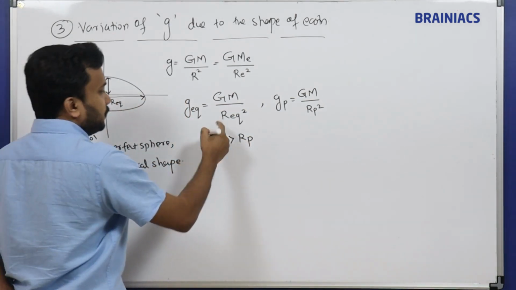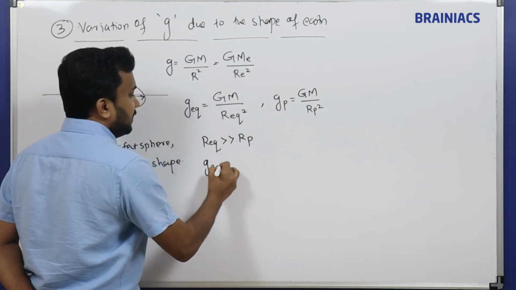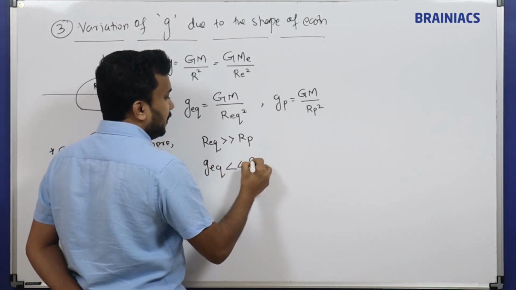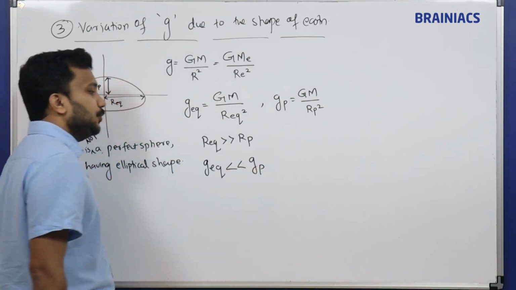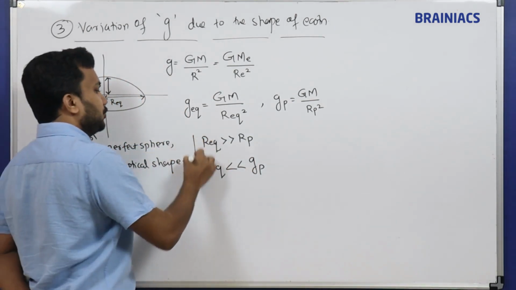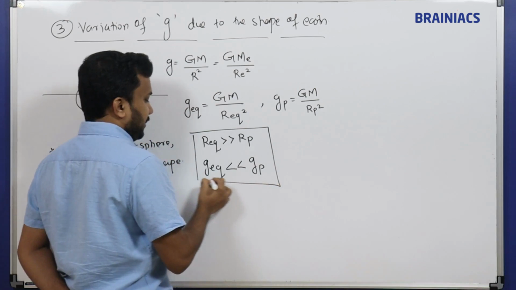We know the equator radius is much greater than the polar radius. If the equator radius is high, it means the acceleration due to gravity at the equator is less than the acceleration due to gravity at the pole. This is the key point in this area.